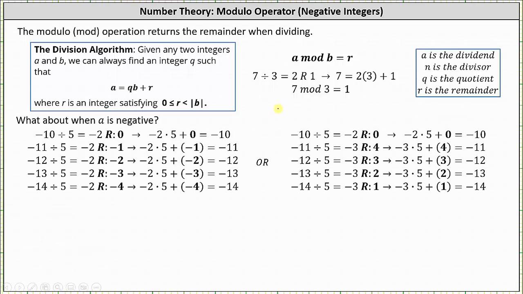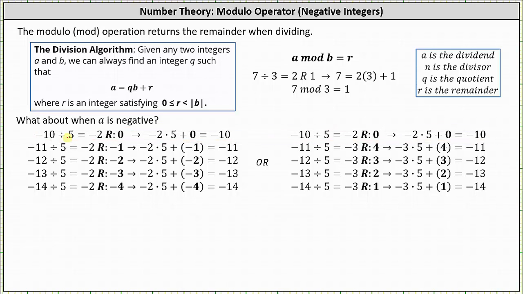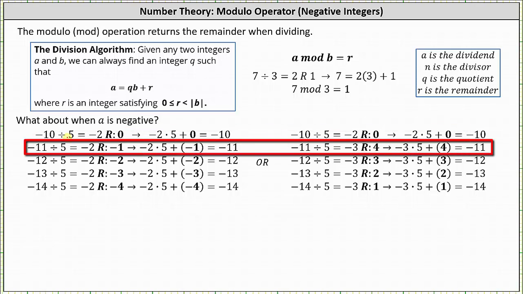Let's first consider negative 10 divided by 5. There's no issue here because A, or negative 10, is a multiple of B, or 5. Negative 10 divided by 5 is equal to negative 2 with the remainder of 0. Or using the division algorithm, we can express negative 10 as negative 2 times 5 plus 0. This indicates negative 10 mod 5 is equal to 0. But what about negative 11 divided by 5?